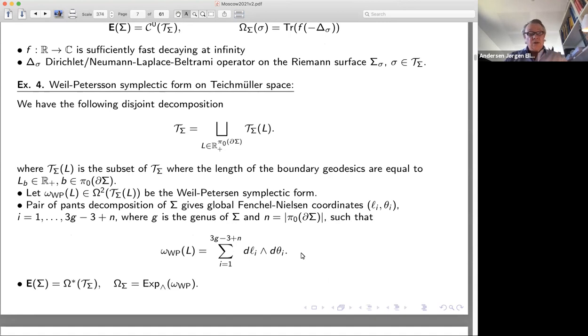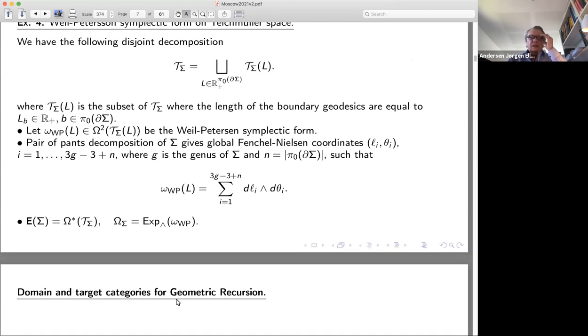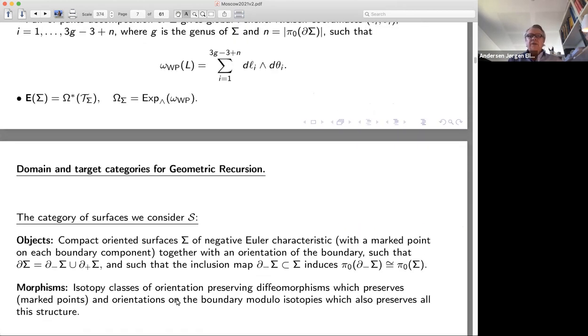And so one thing I could consider is just 2-forms, but maybe I will even consider all forms on Teichmüller spaces. And then I will take the exponential with respect to the wedge product of this 2-form. So that starts with the function 1, then it has the 2-form itself, then it has the 2-form wedged with itself in degree 4, and so on, all the way up to the volume form associated to the Weil-Petersson symplectic form on Teichmüller space. Okay, so these are examples of such target theories.